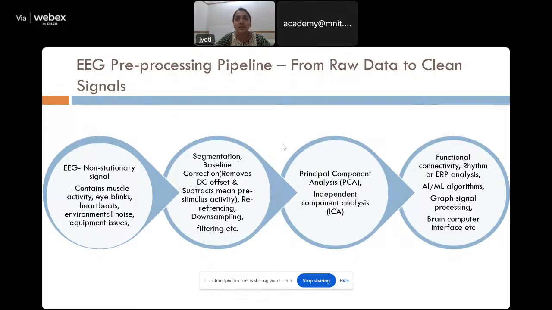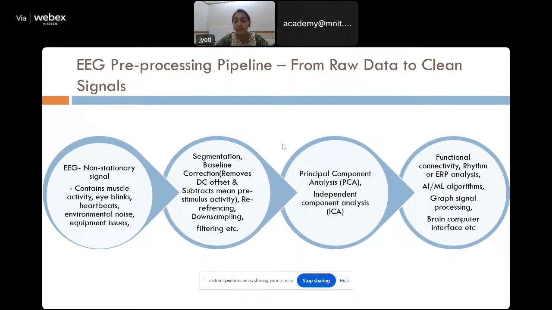The next is segmentation. As I have already mentioned, EEG data is highly non-stationary in nature. So what we generally do is divide the whole EEG data into small segments, where each segment is considered to be stationary. We consider the segment sufficiently small that the system or signal properties do not change significantly. That's why we are working with small segments.